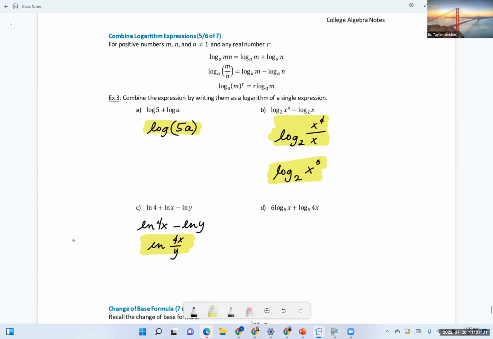Okay. And then the final one, this is going to be log base 5 x to the 6th power plus log base 5 4x. And when they're added, that means they're multiplied. So it's just going to be log base 5 x to the 6 times 4x. And I can simplify that. Log base 5, 4 times x to the 7th power, because there are 6 x's in the first one and 1 in the second one. And they're multiplied, so add them all together.